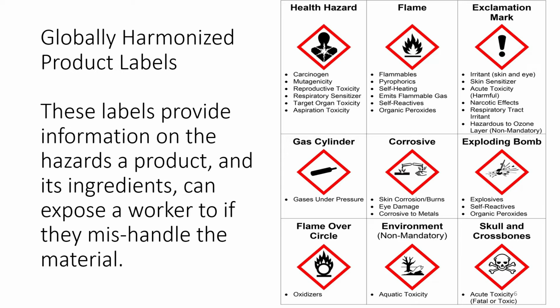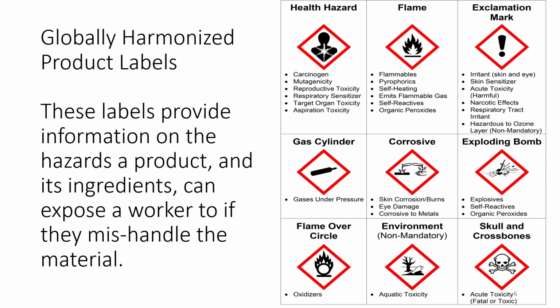A gas cylinder means that the cylinder is under pressure. You don't want to drop it. If it is punctured or the valve at the top is broken, it could become a torpedo. Corrosive, basically acid, cause skin damage, eye damage. It could also be damaging to metals.